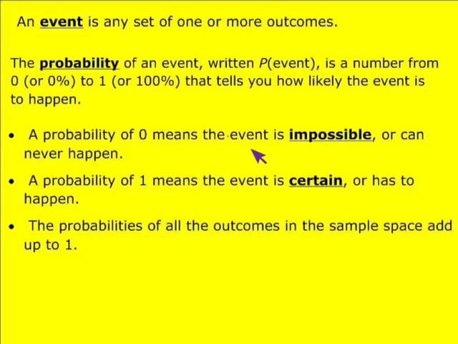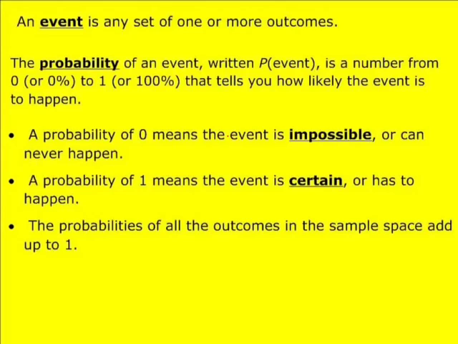Probability of 0 means that the event is impossible or it can never happen. If you have a jar of marbles and there's only red, green, and blue marbles, but you ask for the probability of drawing a purple, well, it's impossible, it has a probability of 0. A probability of 1 means the event is certain, or it's a 100% probability. Again, if we have a jar of marbles and they're all red, and you were to ask what is the probability of drawing a red, well, it would be a 100% probability because it would be certain to draw a red because there would only be red marbles to draw.